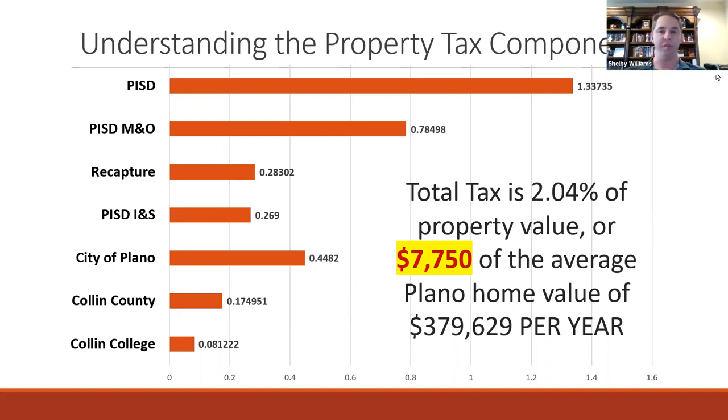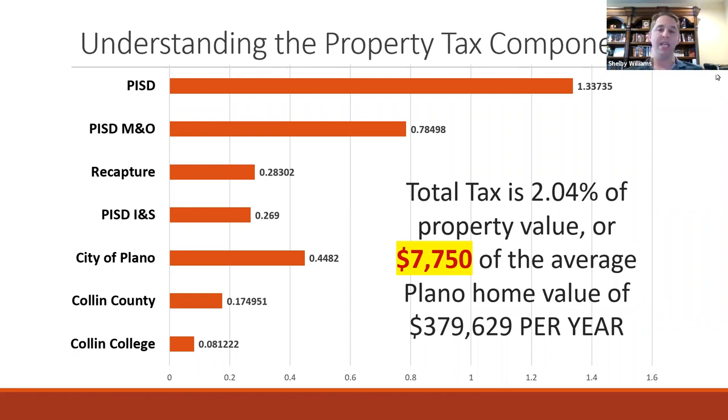Now those numbers you see on the right-hand side of the bars, those are the tax rates per $100 of valuation. So if you live in a home worth $100, which I find very unlikely, you're gonna pay $1.33735 to PISD. And you're gonna pay 44.82 cents to the city of Plano. However, the average Plano home value is not $100.